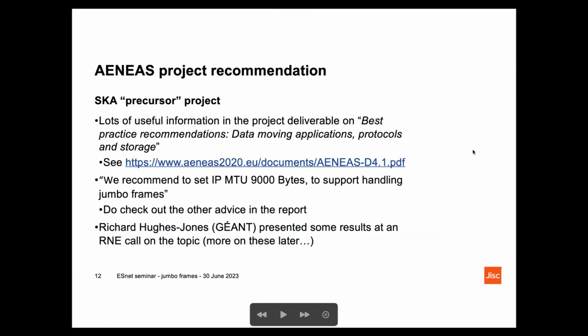Another example of a project that's been recommending the use of jumbo frames, and I've included it because it's a project that's going to be moving a lot of data around, is the Square Kilometre Array. You may be familiar with that. It's in development now.